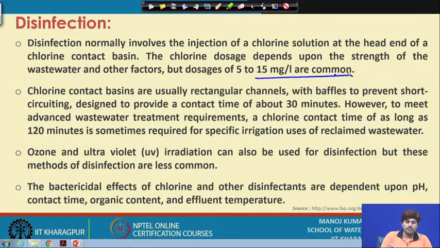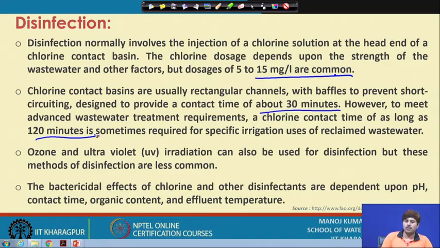The chlorine contact basins are usually rectangular channels. We can provide baffles for avoiding short circuiting, so that a typical contact time of 30 minutes is good enough. However, depending on whether it needs to meet advanced water quality requirements, we may go for higher times as well. The time requirement or the concentration of the disinfectant will both govern the degree of disinfection.